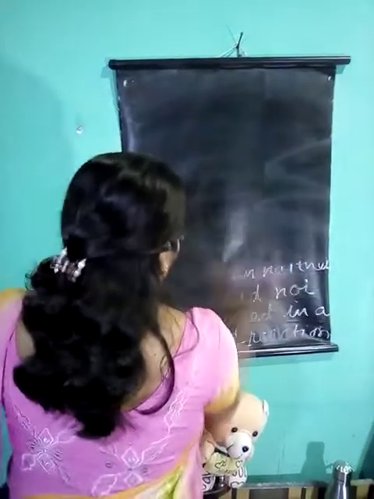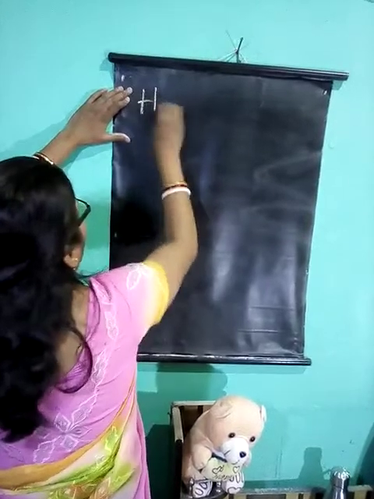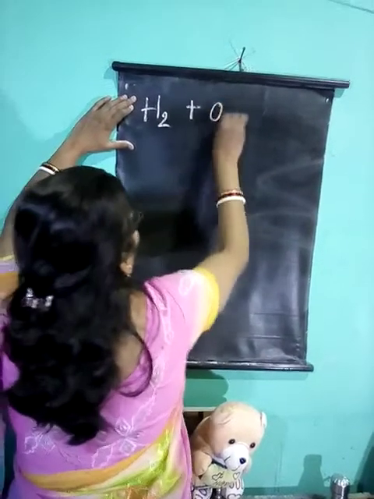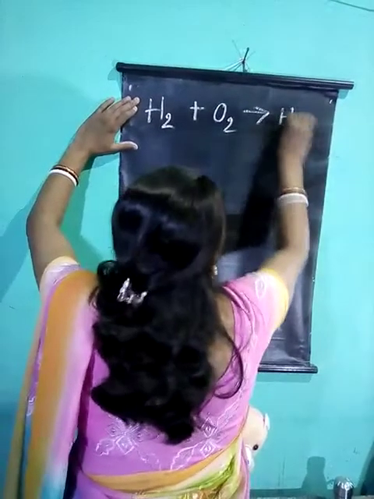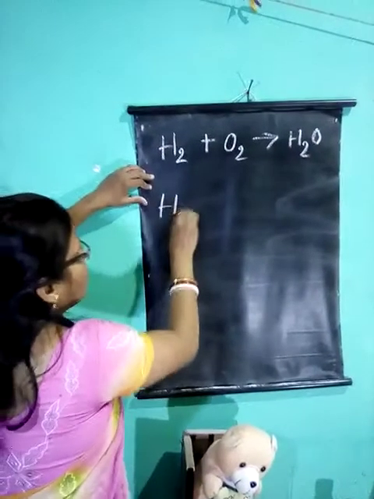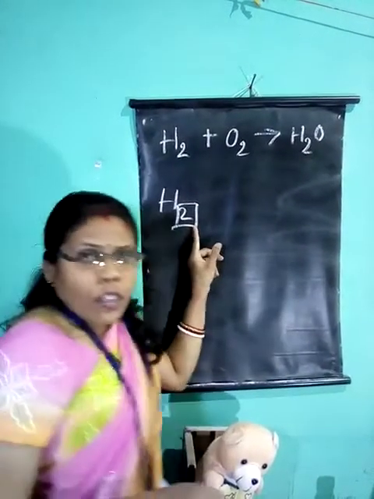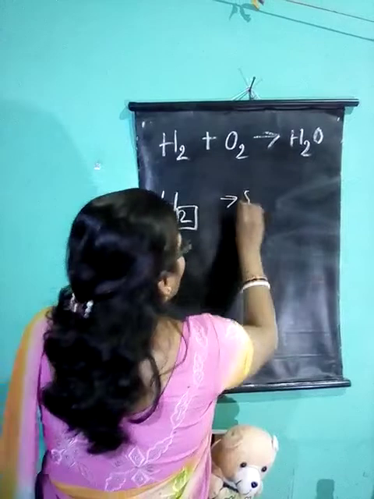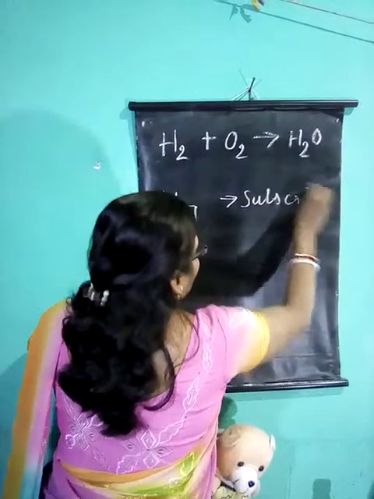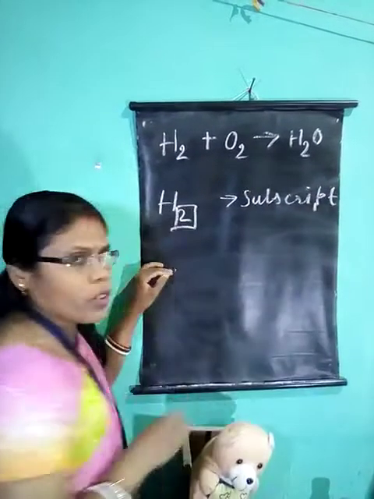Now we can learn this with an example, how to balance the chemical equation. Let us take the simplest one, H2 plus O2 becomes H2O. Now you can see here H2 is written. Now what is this 2? This is called a subscript.